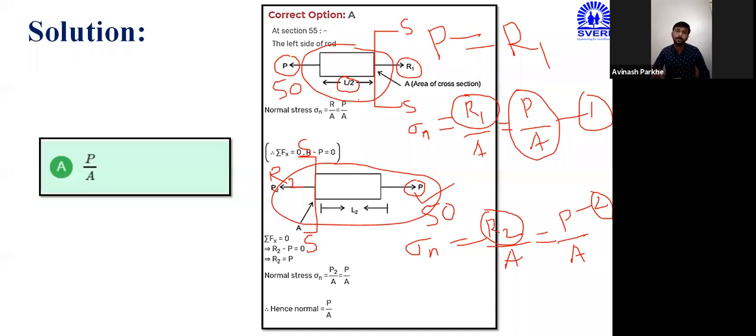Okay, so this is the one problem related to the simple formula stress. How the stress is equal to force upon A is applicable at the center section, left side and the right side of the rod. Okay.